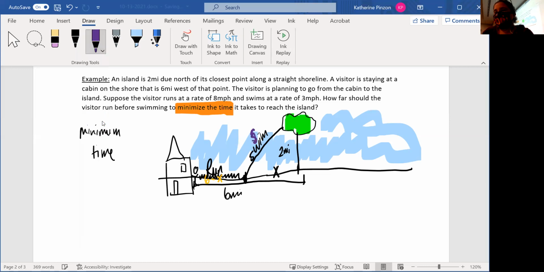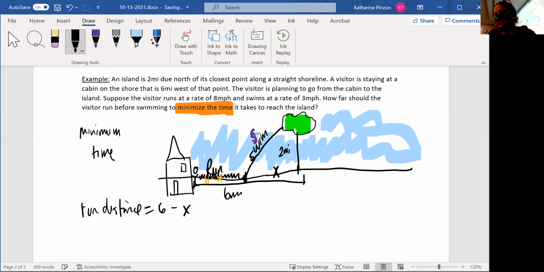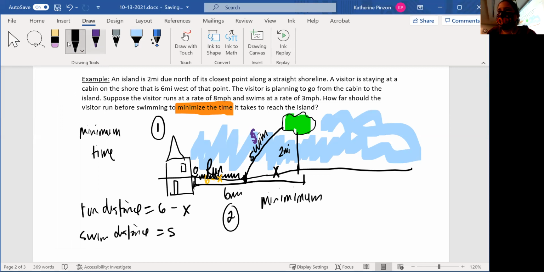S for swim. Okay, so the run distance is 6 minus X, and the swim distance is S. Okay, 1, draw a picture. 2, make an equation. What am I needing an equation for? Minimum, what am I trying to find? Minimum time, right? So I need an equation for time.